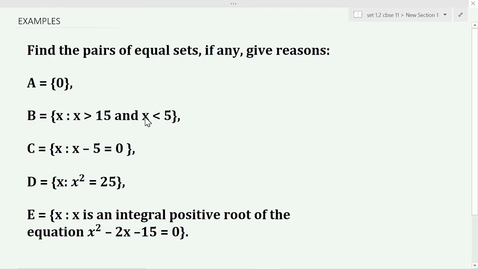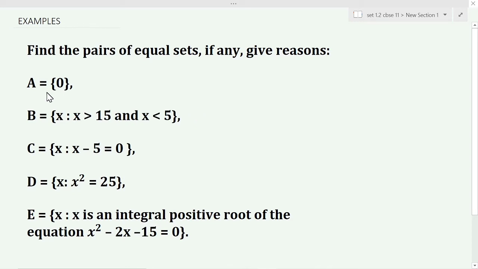Now we take more examples. A equals {0}, B equals {x ...}. So first of all, find the pair of equal sets. There are 5 sets A, B, C, D, E. So you have to write which pair is equal. First of all, we write them in roster form. If you don't know what is roster form or what is set builder form, please watch my part 1 video of set theory.